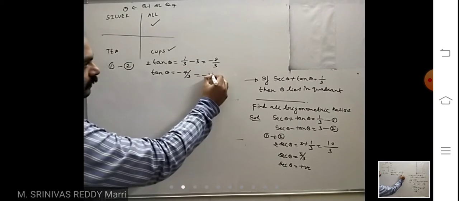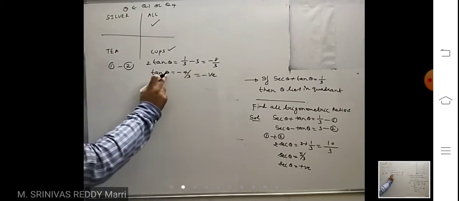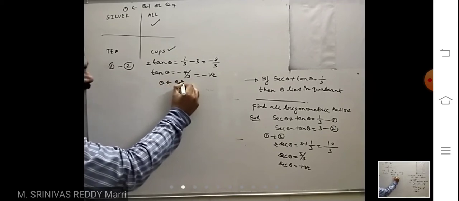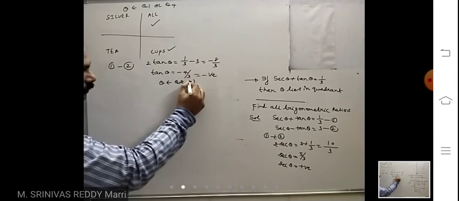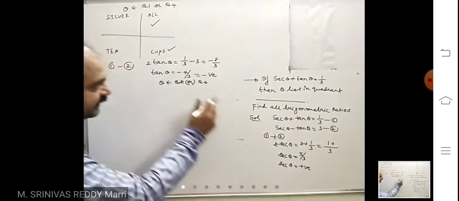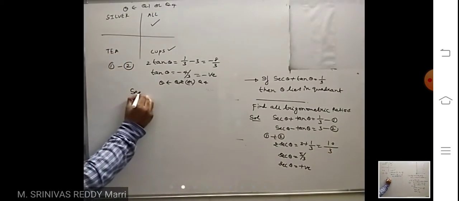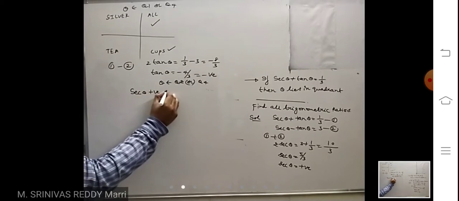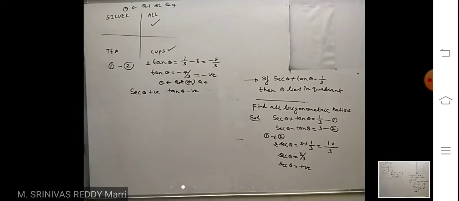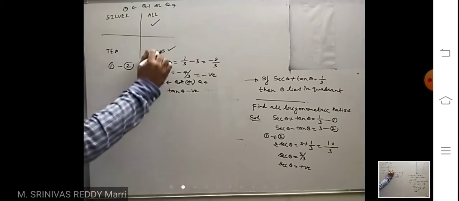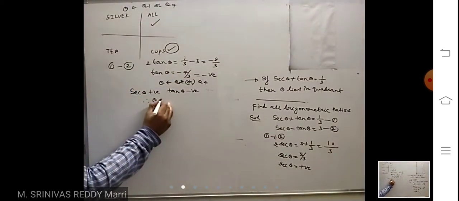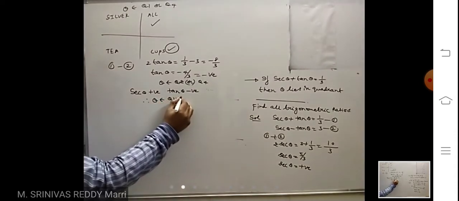Now look at this, it is negative. If this is negative, theta can lie in which quadrant? It can lie in quadrant 2 or quadrant 4. Now if you take this one and this one, secant theta must be positive, and the same angle has tan theta negative. Secant theta positive and tan theta negative. Therefore, we can say that it will lie in this quadrant. Therefore, we can conclude that theta belongs to quadrant 4.